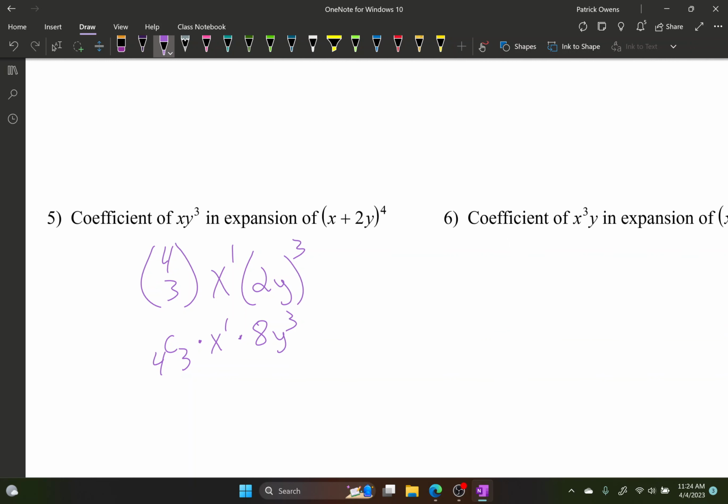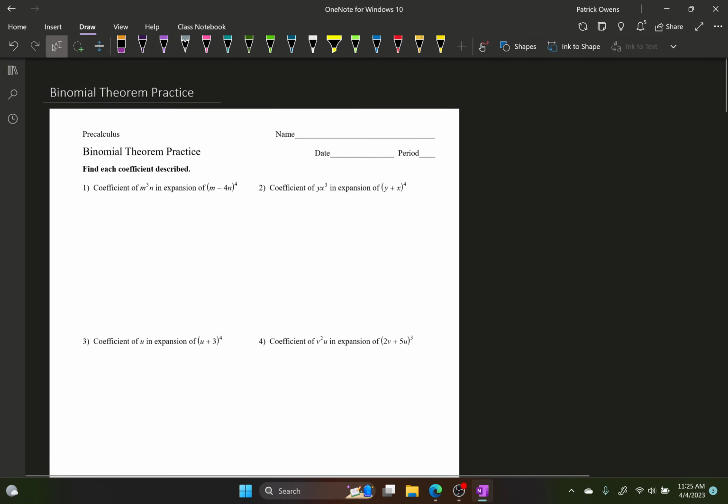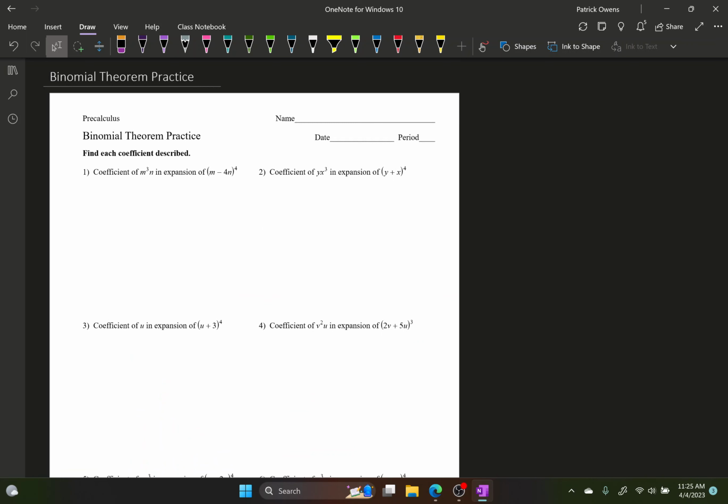4c3 is just 4, because there's only 4 ways to choose a group of 3, because you're leaving one item out each time. So 4 times 8 is 32. X to the first y cubed. But it is just asking for the coefficient, so it would be 32. These problems will also be posted as well with the key. Just watch your parentheses. Make sure that you're using combinations, not permutations.